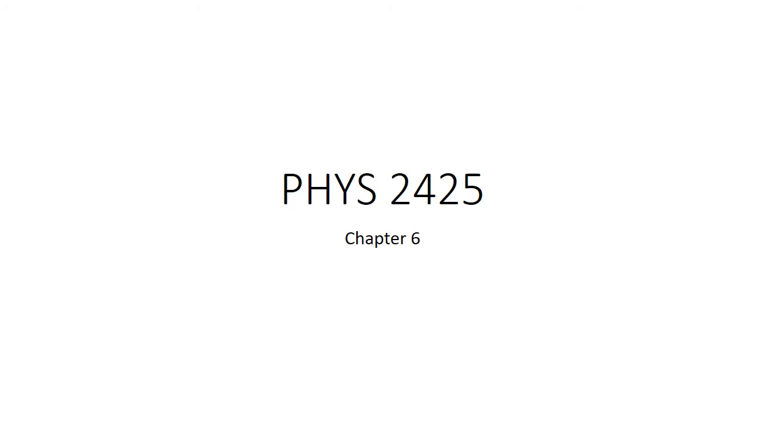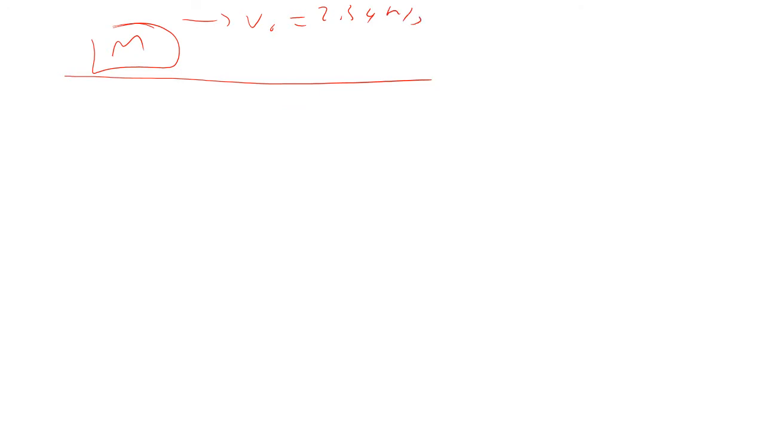So let's revisit a problem we've done before. We had a mass moving along at some velocity v naught, let's say 2.34 meters per second. It's sliding along a rough surface, so mu sub k is 0.317. And I want to know how far does it go until it stops.